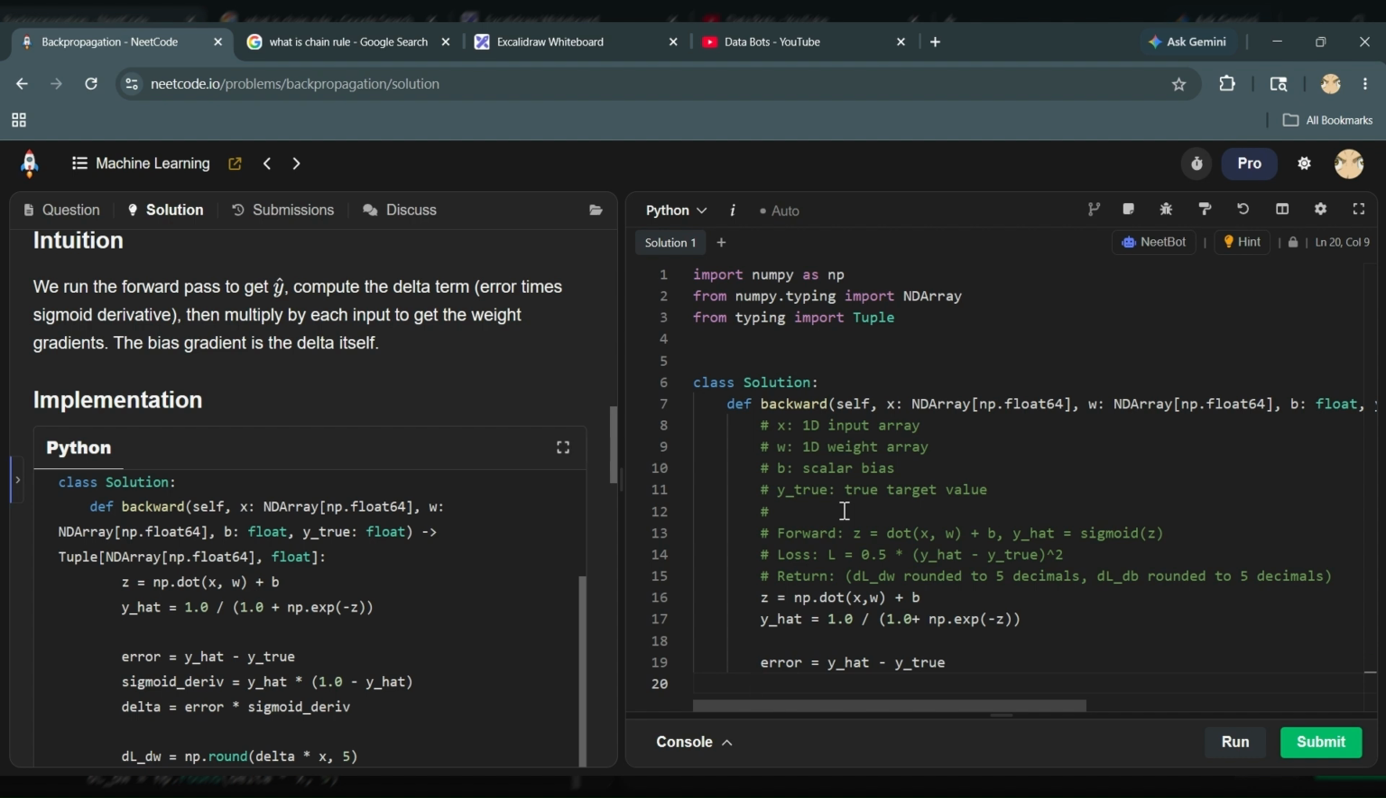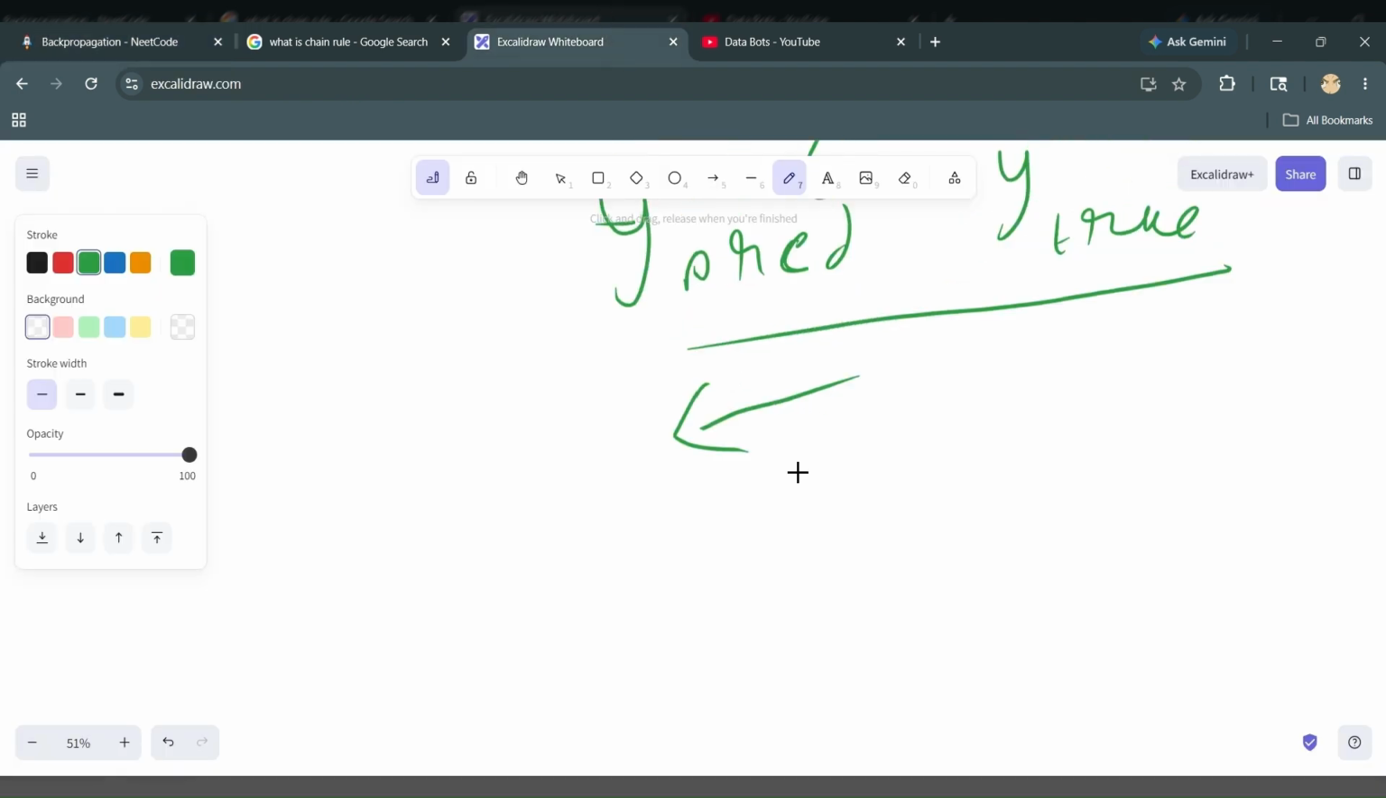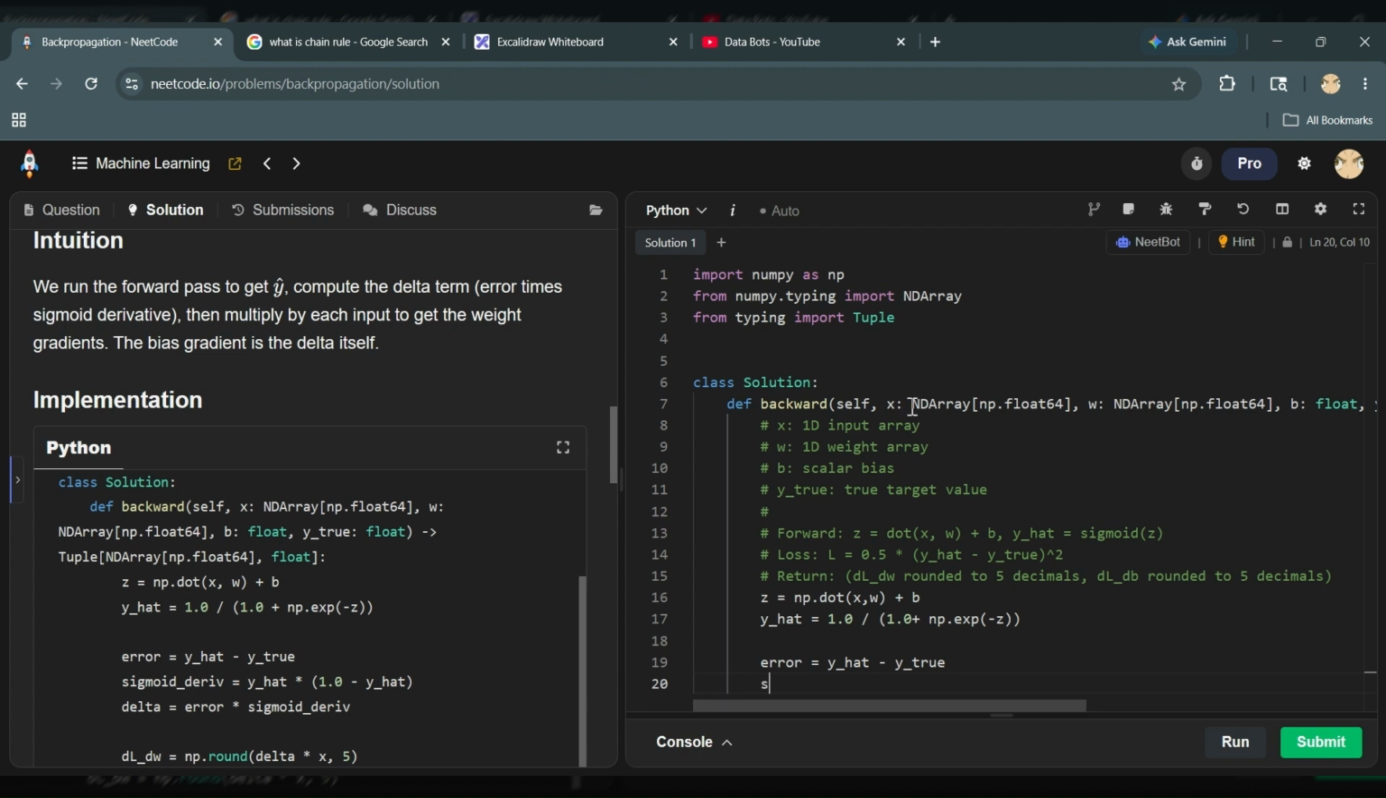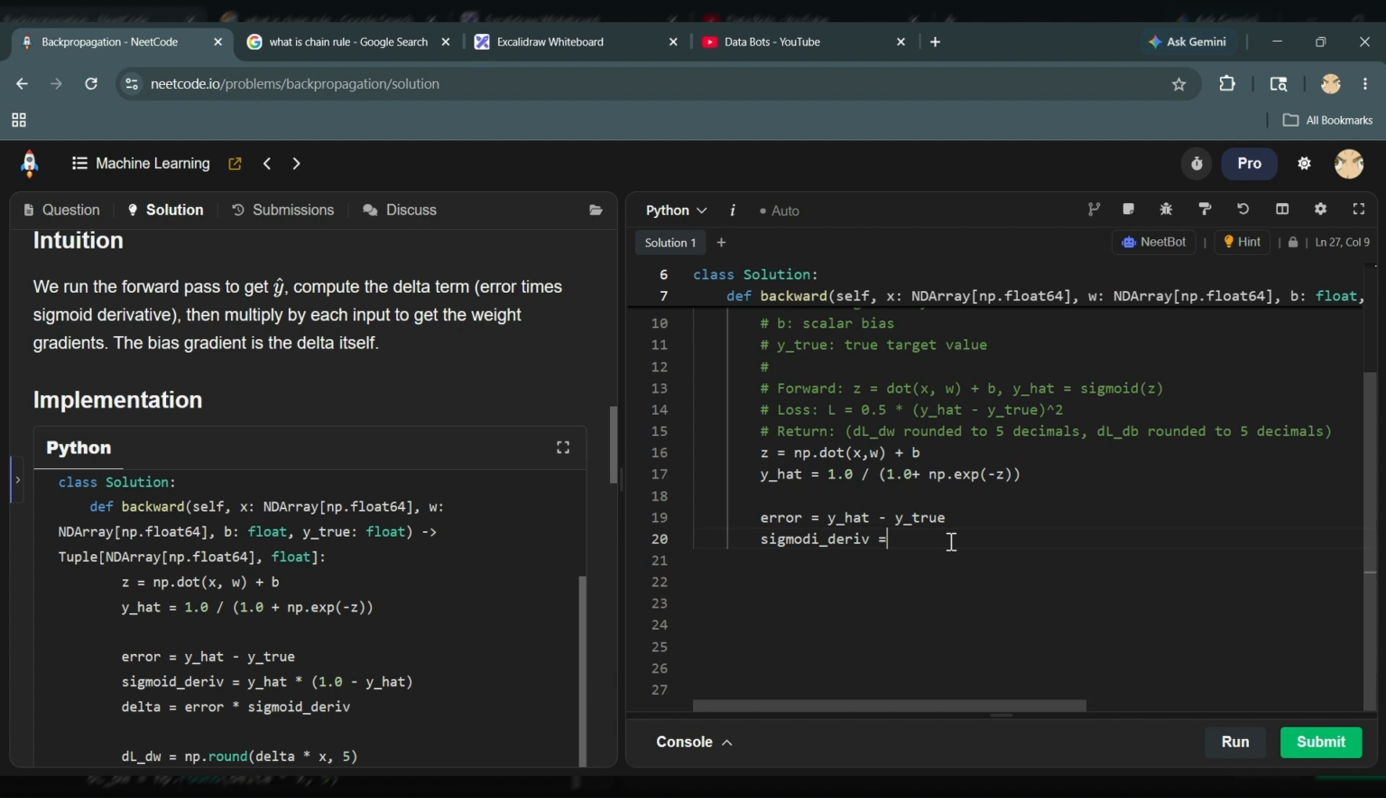And next up we need to find the derivative of the sigmoid value we have. Let's call it sigmoid derivative, so that we won't be running into silly issues. That will be y hat, that means the predicted value, multiplied by 1.0 minus y hat. So that is the derivative value of 1 divided by 1.0 plus e to the power minus z.